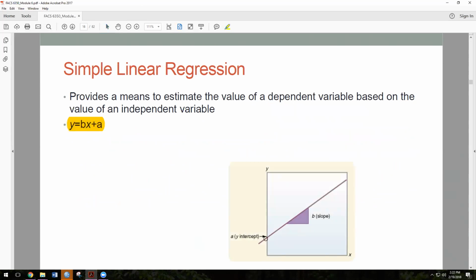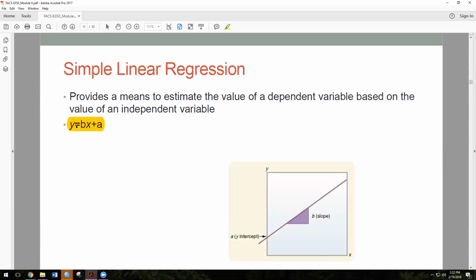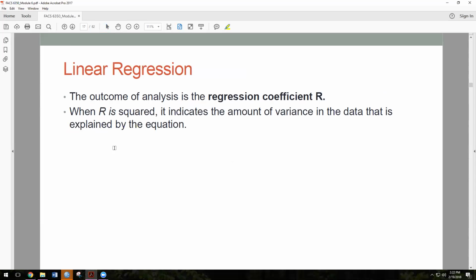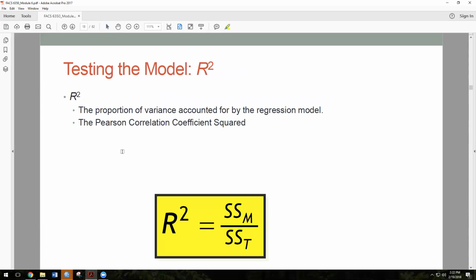So your a is your intercept on the y-axis, and then you have your slope to give you the amount of change. And so the outcome is your regression coefficient r. When r is squared, it gives you the variance in the data that can be explained by your equation. And this y equals bx plus a is your equation. So when you get r squared, it tells you how much variance that your equation can explain.